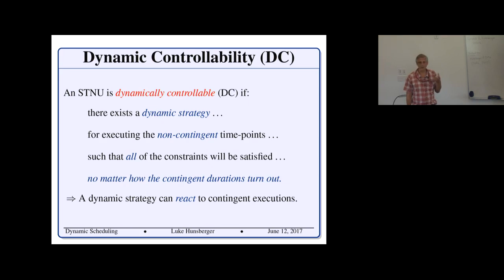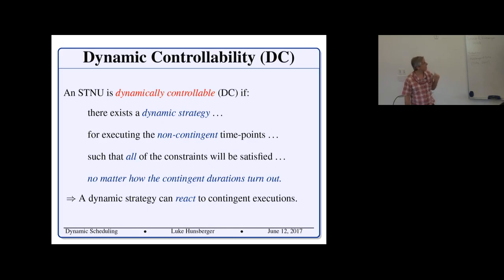Now, what does this strategy control? It controls the non-contingent time points. We don't control the execution of the contingent time points, at least not directly. But we do control the non-contingent time points. So the strategy is for when we execute the non-contingent time points, such that all the constraints that we want to satisfy will be satisfied, no matter how the contingent durations turn out.